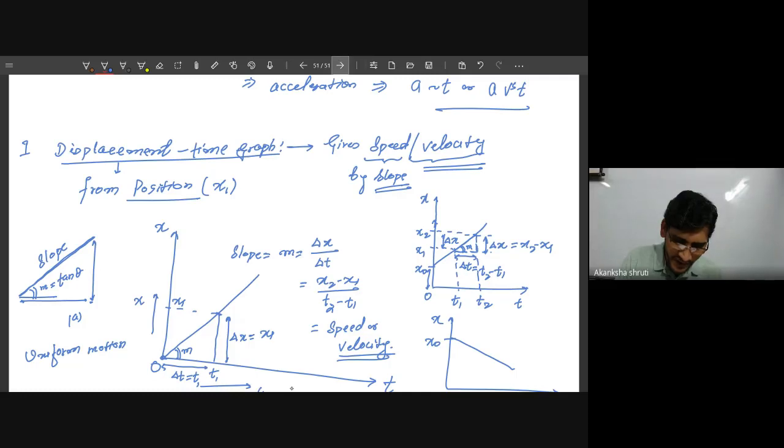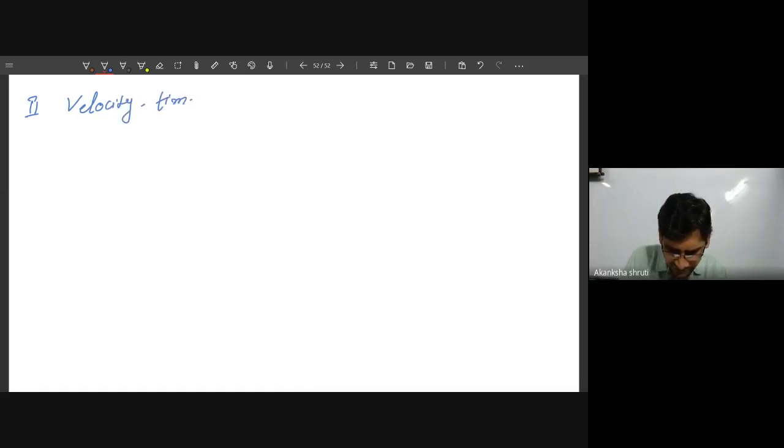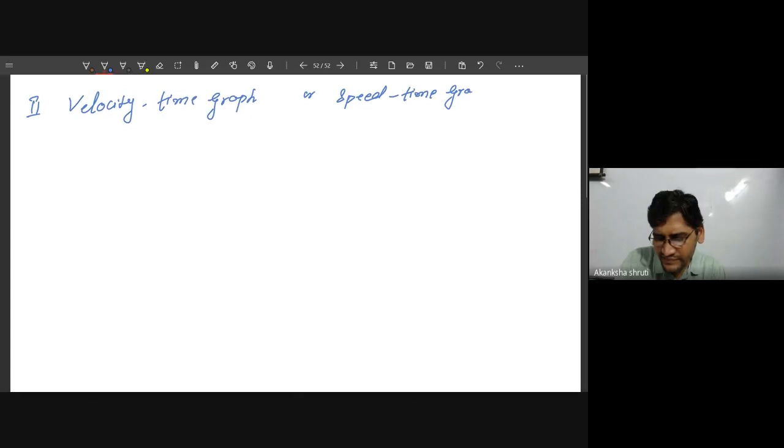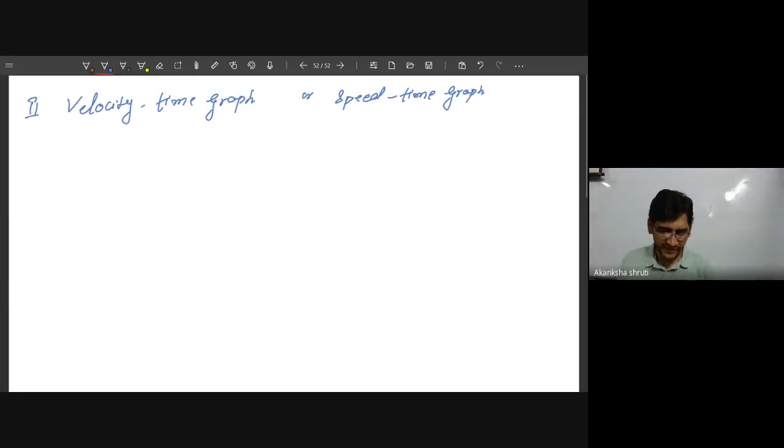This we have already finished. Now let us go for the second. The second graph that we had drawn was our velocity time graph, or speed time graph. Student, here velocity at your level means speed in only one direction, meaning when the object is moving with some speed without changing direction.